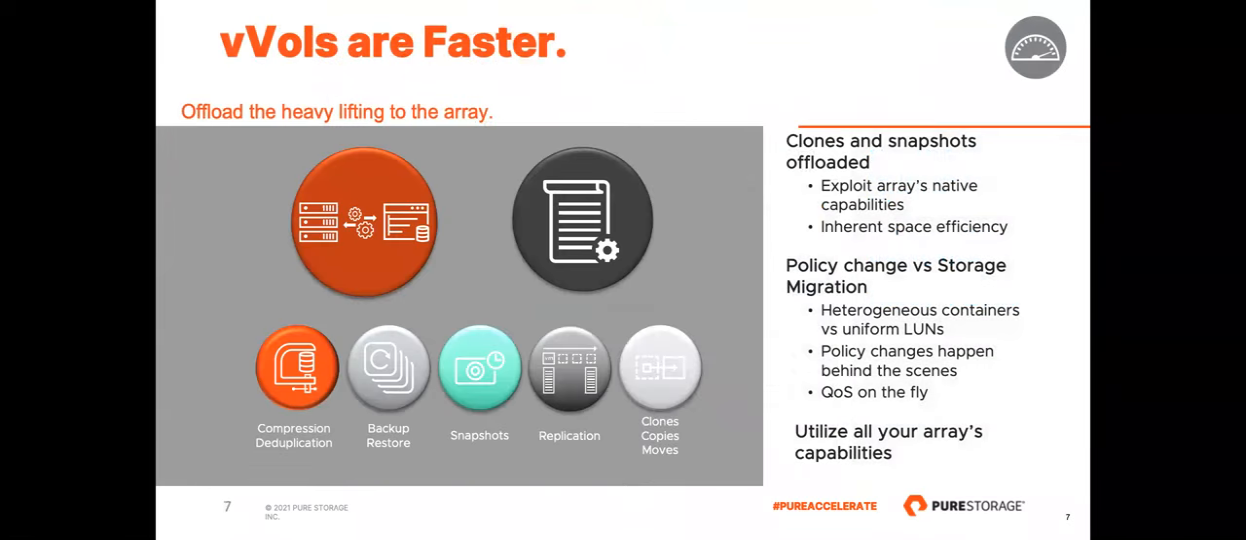One other important aspect, because the array owns the vVols and its capabilities, such as snapshots, clones, and replication, is that it is much faster and much more efficient because there is no intermediary. The array does all the work. vSphere just passes all the functions and responsibilities directly to the array. So things like clones and snapshots, which vSphere used to do on its own, are now done by the array.